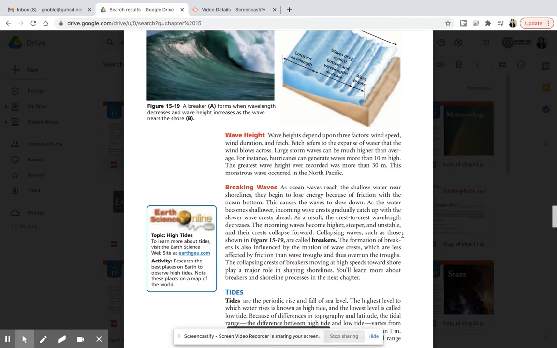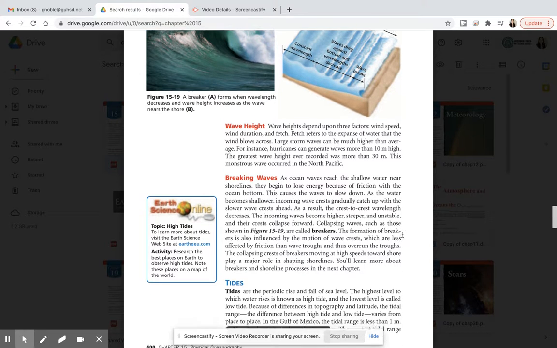Wave height. Wave height depends upon three factors: wind speed, wind duration, and fetch. Fetch refers to the expanse of water that the wind blows across. Large storm waves can be much higher than average. For instance, a hurricane can generate waves more than 10 meters high. The greatest wave height ever recorded was more than 30 meters. This monstrous wave occurred in the North Pacific.